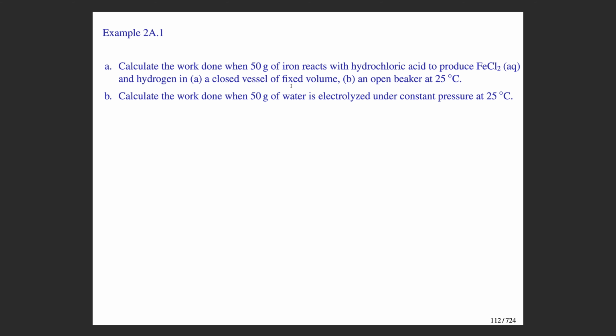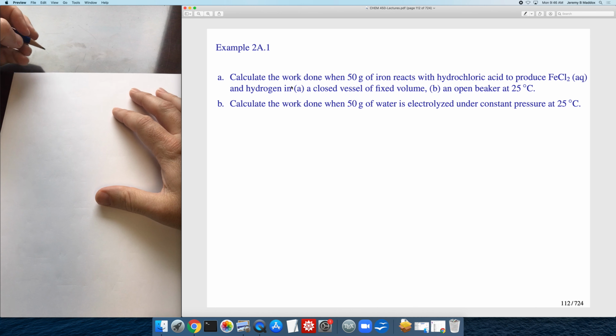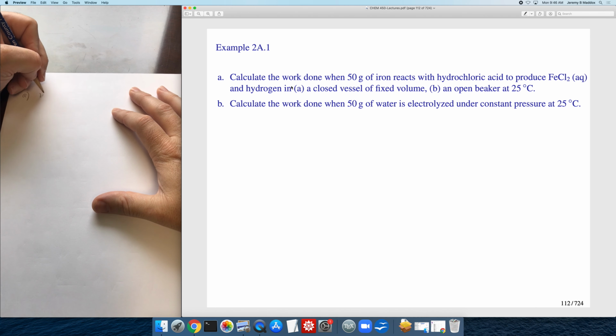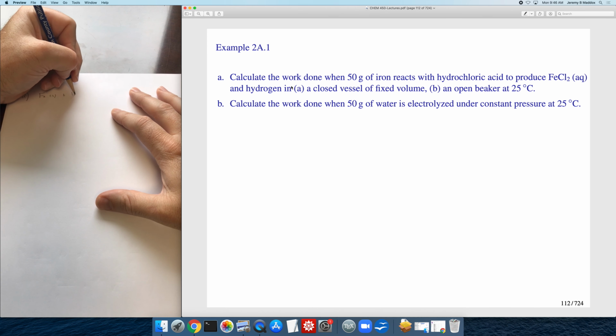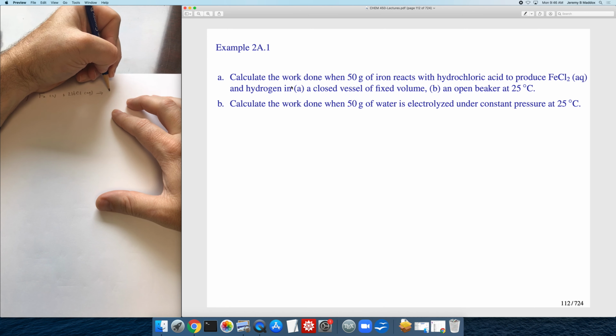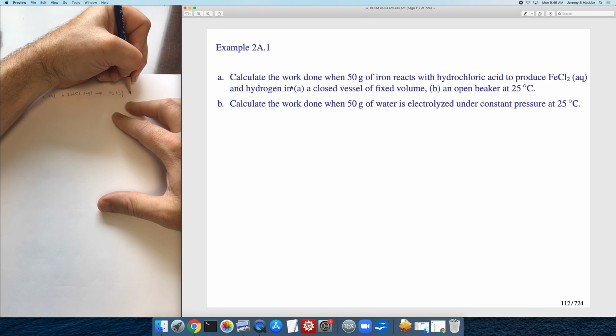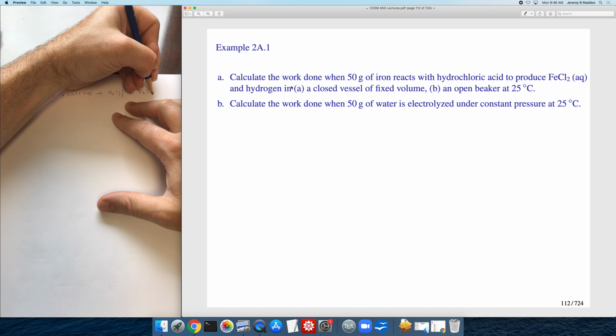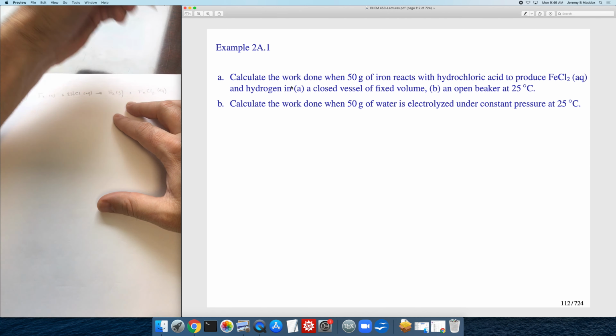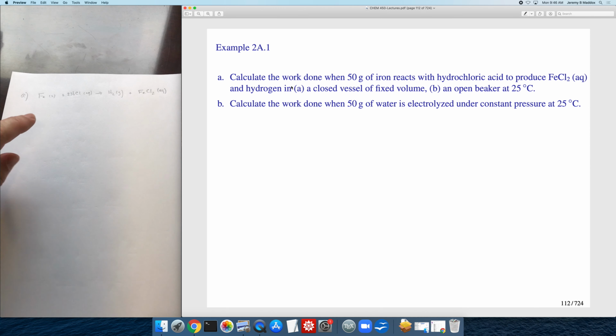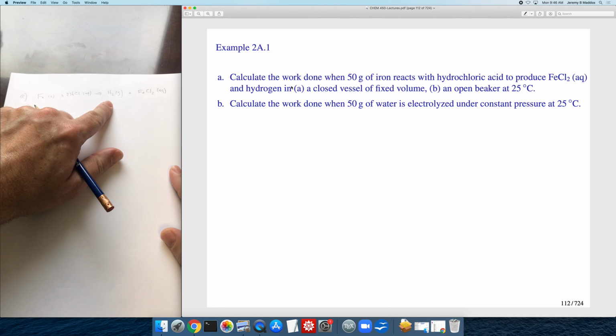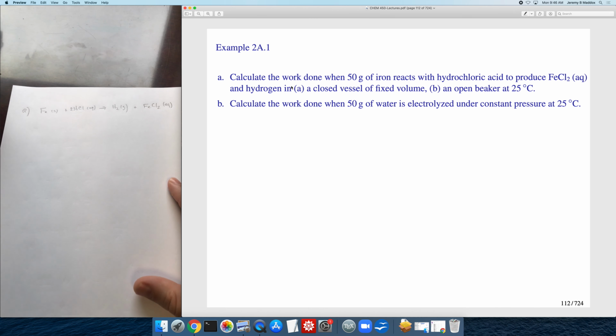Here we are being asked to do a calculation of work, PV work, for a reaction involving iron and hydrochloric acid. And so let's switch over here. We've got iron, presumably as a solid, reacting with aqueous hydrochloric acid to give us some hydrogen gas and some aqueous iron chloride, iron 2 chloride, I should say. And so they want to know how much work is being produced when 50 grams of this iron produces this much hydrogen. And there's two cases.